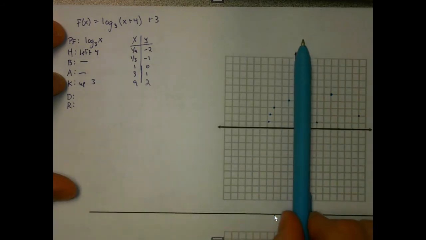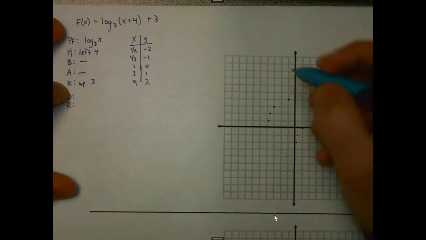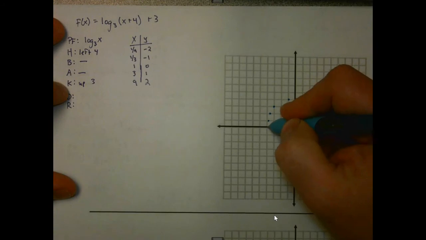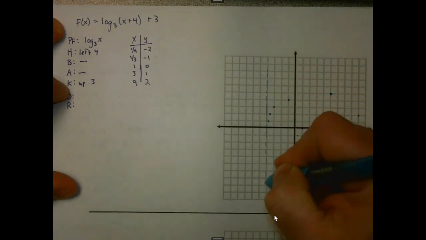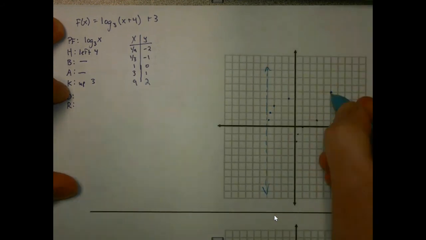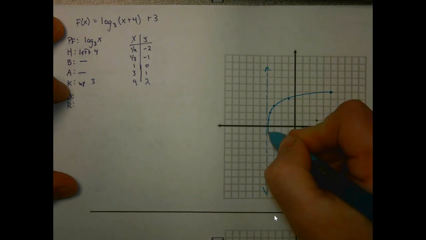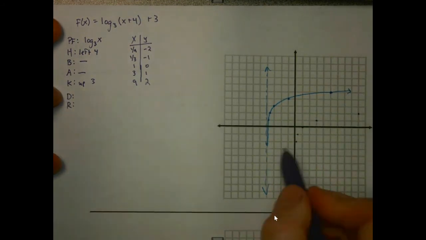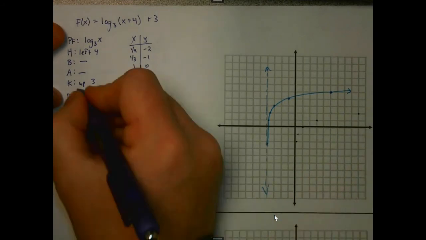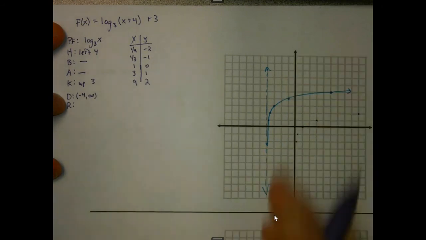You actually, with your parent function, have a vertical asymptote, which also goes left 4 and up 3. It's a vertical, so you don't actually see it shift up. And then here's the sketch of your graph. Okay, so your domain would be -4 to infinity. Your range is all reals.